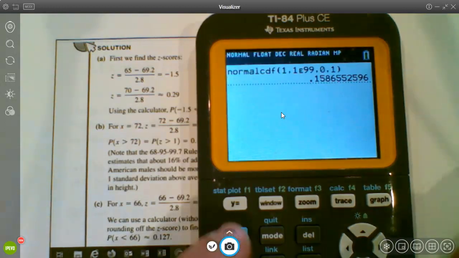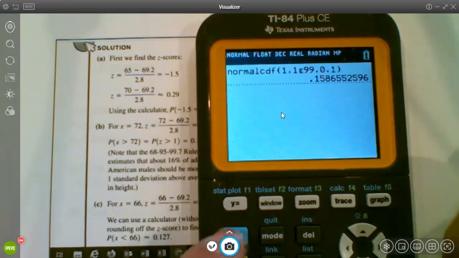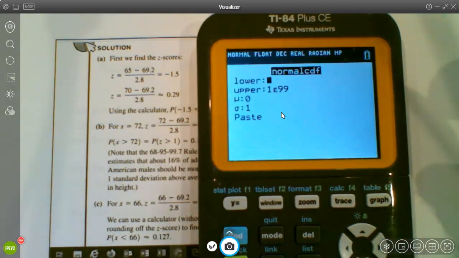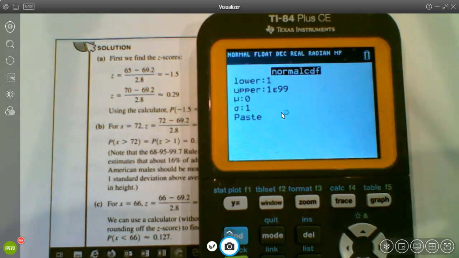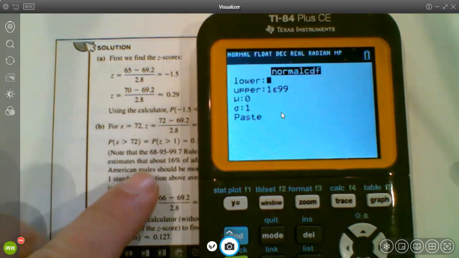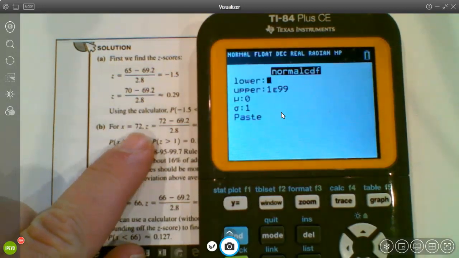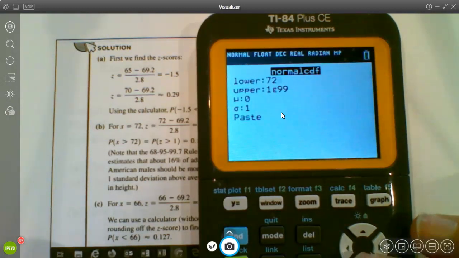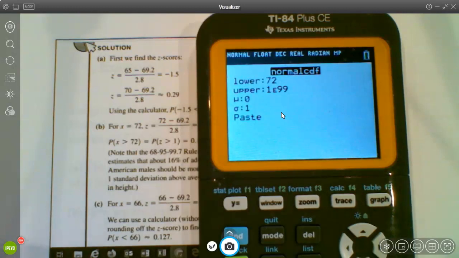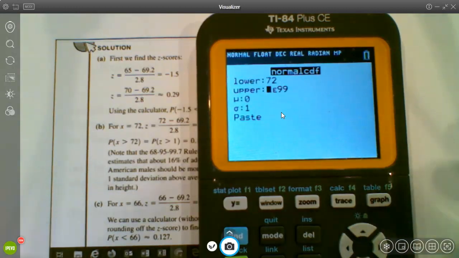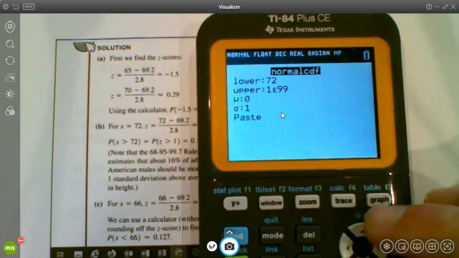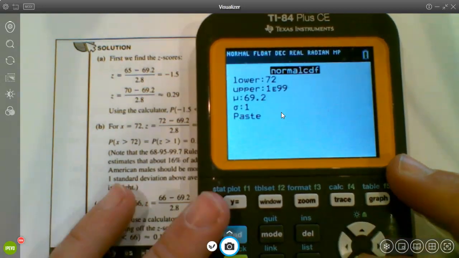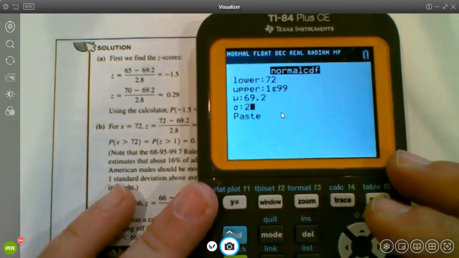If you wanted to skip the z-score step and just go to distribution, so now if we wanted to use the actual numbers on the graph, if we wanted to say it's everything greater than 72, then 72 becomes my lower bound. Infinity is my upper bound, because I'm going from 72 to the right. Let's put in the real mean, which was 69.2, and the actual standard deviation, which was 2.8.